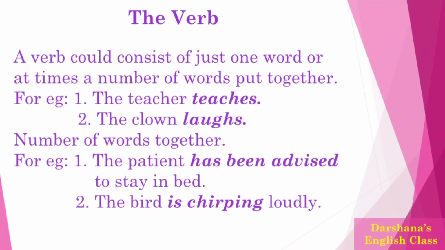Second, the bird is chirping loudly. Yes, chirping is an action, and is over here is playing the role of helping verb. So is chirping becomes the verb form of the sentence. As I said, as we go on, we will be discussing in detail the multiple roles of verb in a sentence.